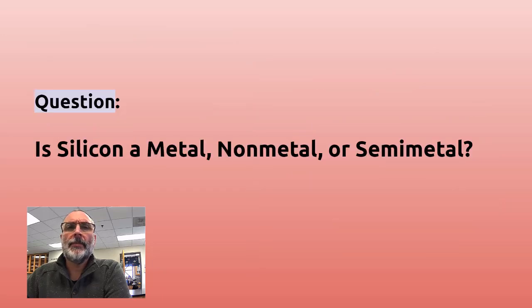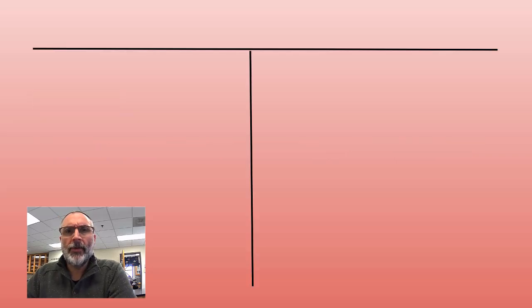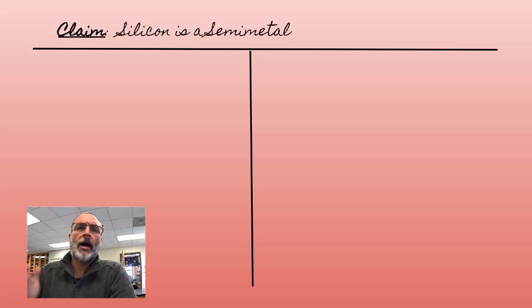Okay, so let's do an example. Here's a question that we're going to answer with a claim. Is silicon a metal, non-metal, or semi-metal? We already know the answer to this, right? But let's do this in T-chart form. Okay, so you draw a T-chart in your notes, and on top you're going to write your claim. I'm going to say my claim is silicon is a semi-metal. That's my claim. I hope that's your claim too, since we've already covered this stuff, right?